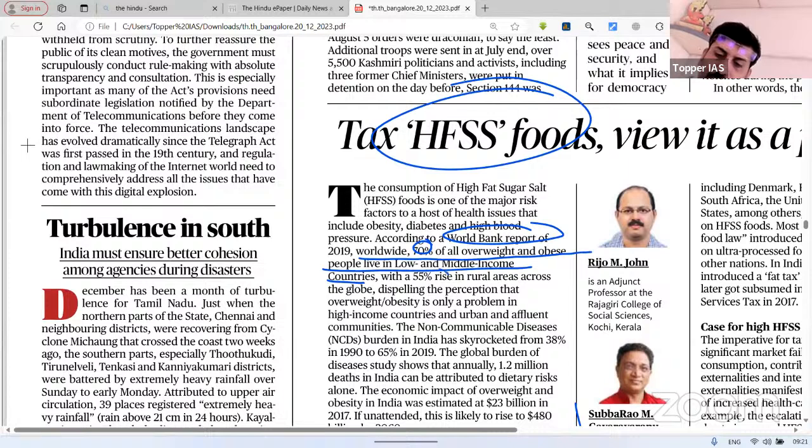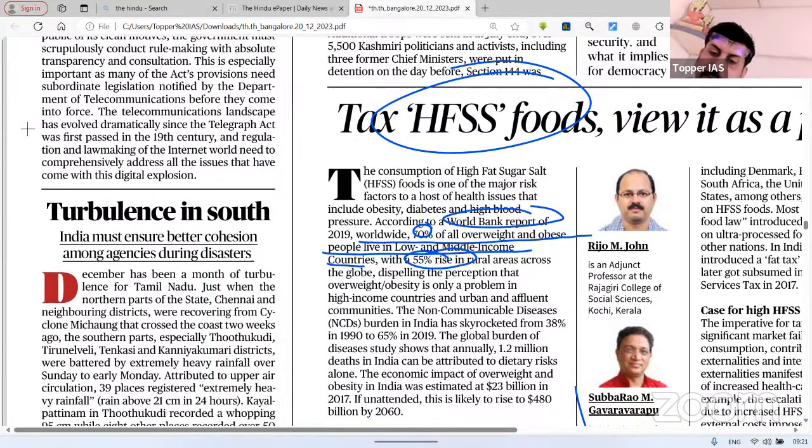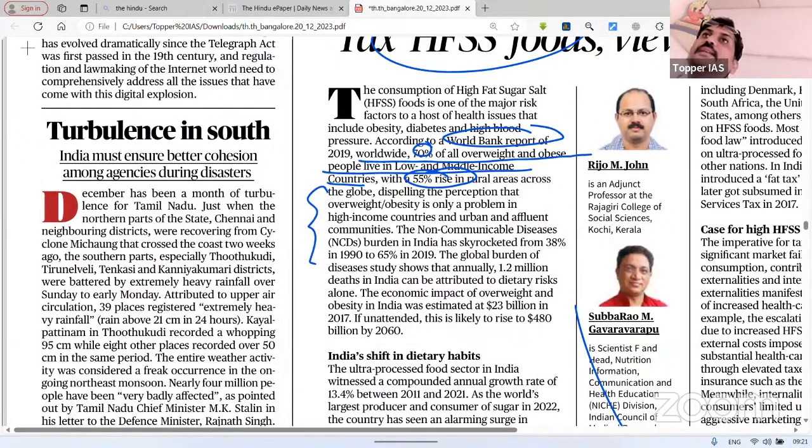And especially a 55% rise in rural areas across the globe. Tell me, what is the reason for this? In low-income and even rural areas, we think they will automatically be fit because of the work they do. So there also this is rising. Earlier we thought that obesity and diabetes are problems of the rich. But here, the World Health Organization report is saying that.